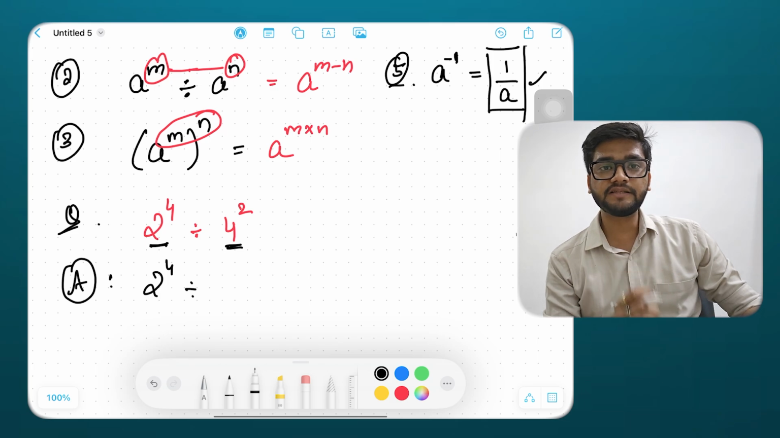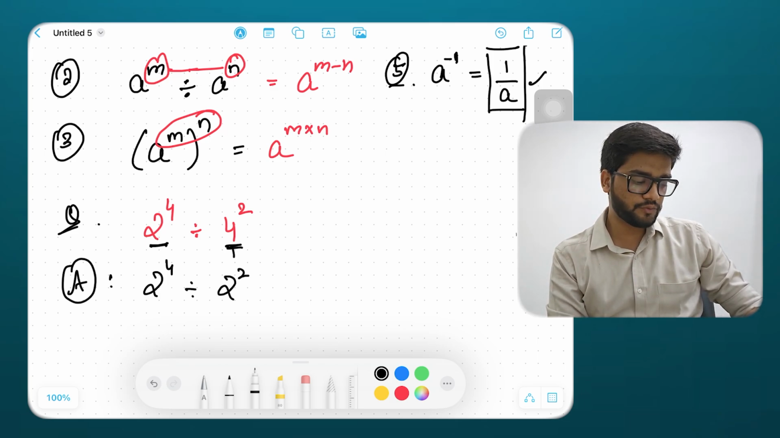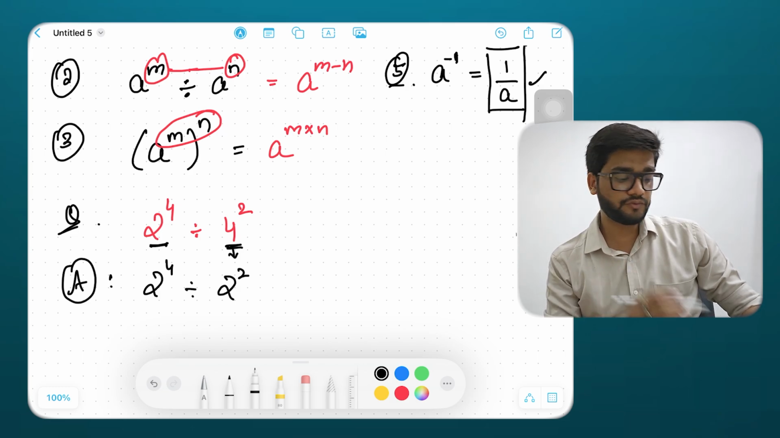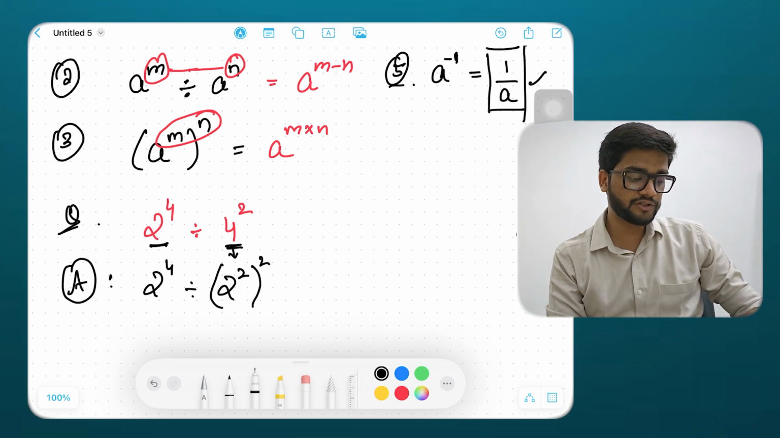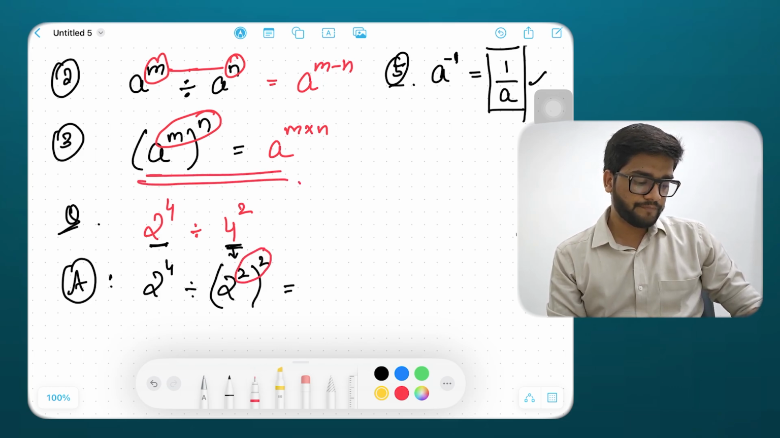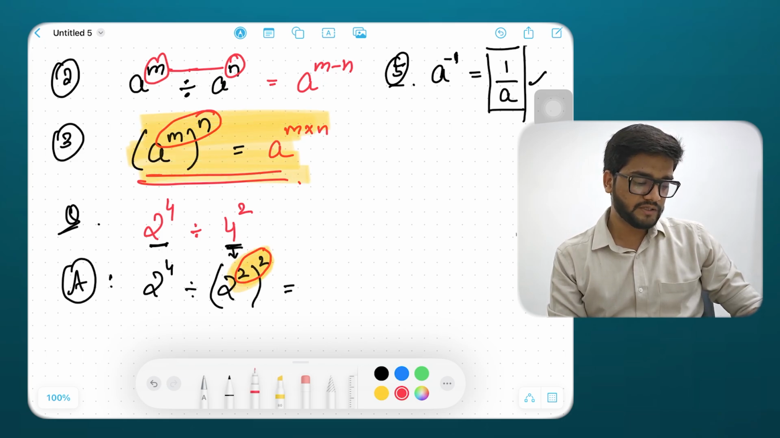When I break this 4 in terms of 2, it will become 2 raised to the power of 2, and we have the whole thing raised to the power of 2. Now by applying the third formula, you can see over here, I am just going to multiply the powers. So see here what I am going to get.